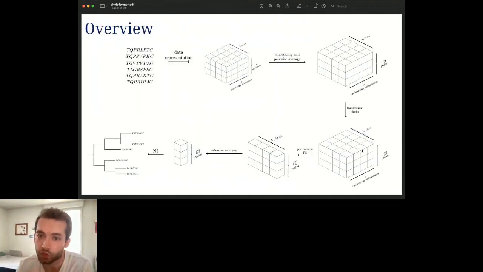So here we have an overview of our method. Once properly encoded, an input alignment is processed through several steps. And in the end, we get as an output n choose 2 real numbers, which correspond to the predicted evolutionary distances, which we can then feed into the neighbor joining algorithm to reconstruct a tree.